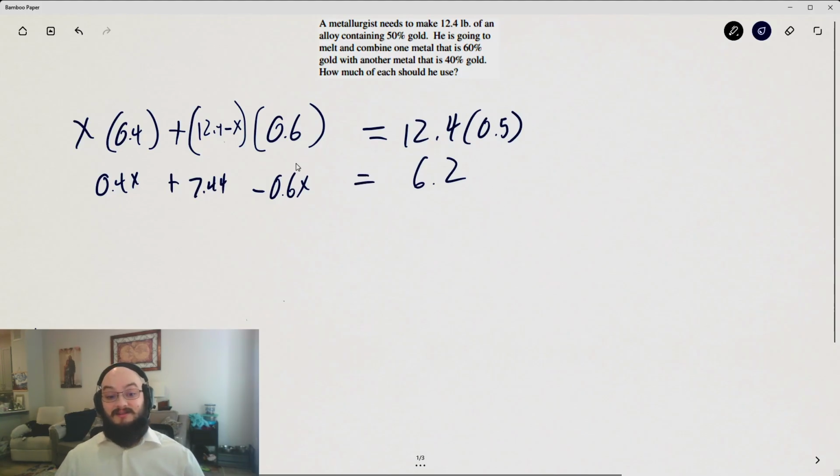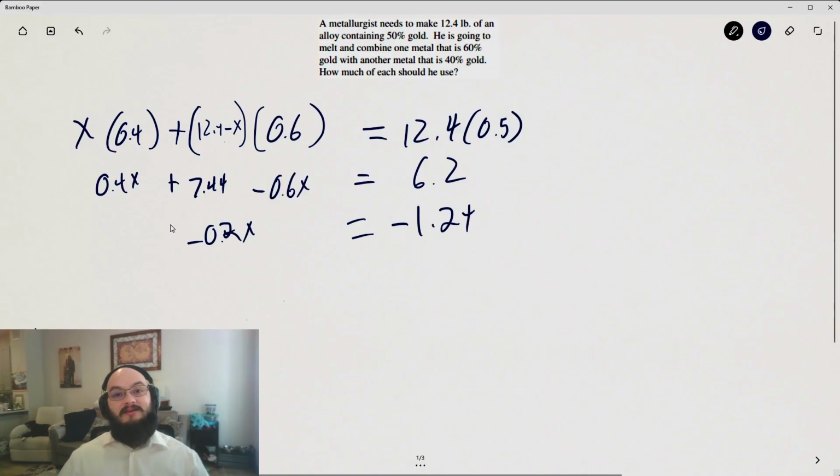Now we isolate our variable x. We'll have negative 0.2x when we combine these like terms. And then kick this over to the other side. 6.2 minus 7.44 is negative 1.24. Finally, divide both sides by negative 0.2, and we have x equals 6.2.